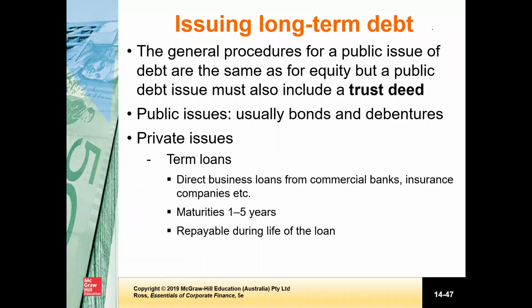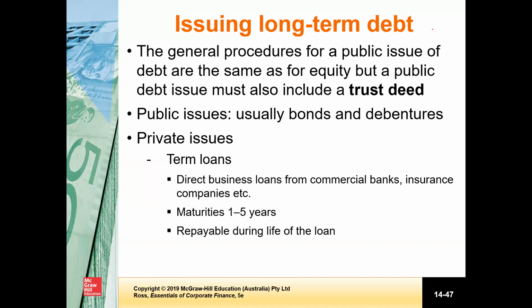Okay, so let's talk about issuing long-term debt. The general procedures followed in a public issue of debt, which can be bonds, debentures, or unsecured notes, are the same as those for shares. The issue must be registered with ASIC. There must be a prospectus and so on. However, one difference relates to the registration statement. In the case of a public debt issue, it must include a trust deed. Okay, you might remember we learned about trust deed earlier.